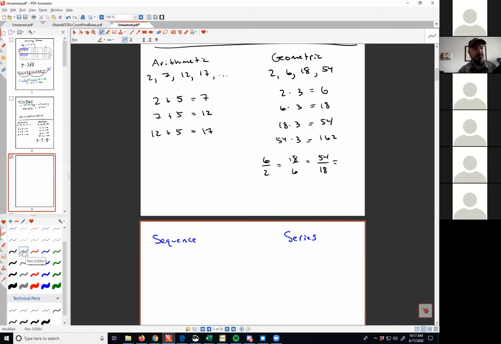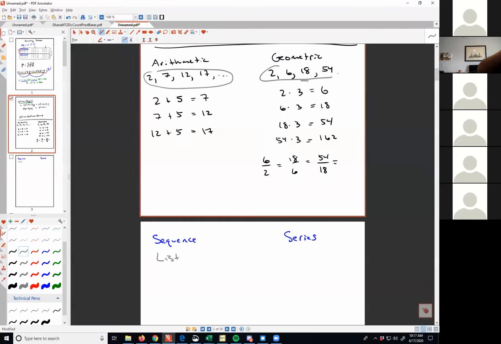Not quite. Just so that you know the terminology, this won't be hard for you. It'll just be a matter of absorbing the terminology. Here's how the terminology works. A sequence is the mathematical word for a list. That right there is a sequence. That right there is a sequence.